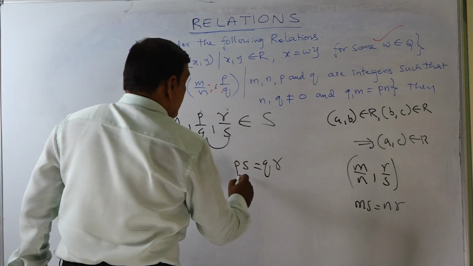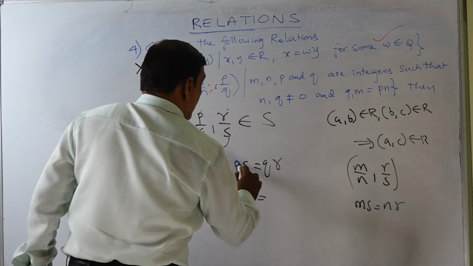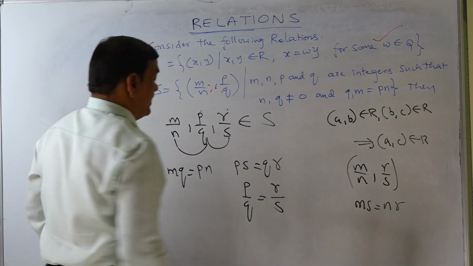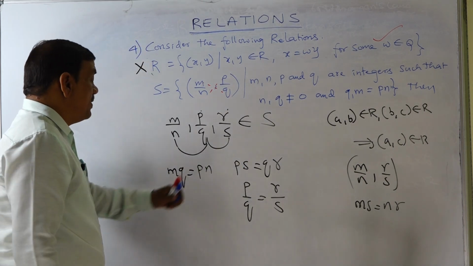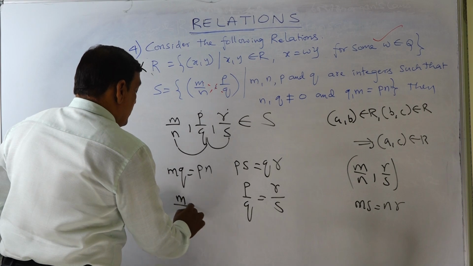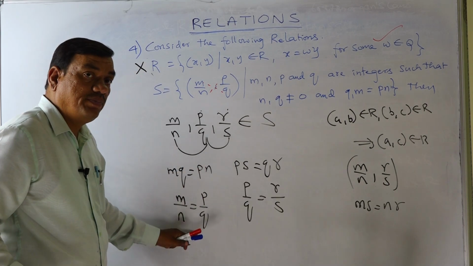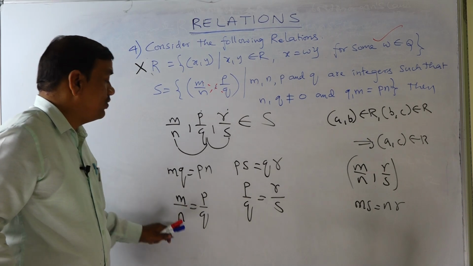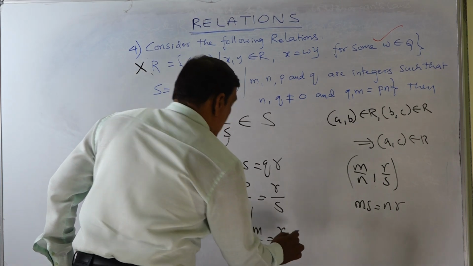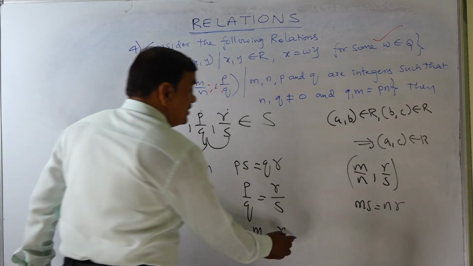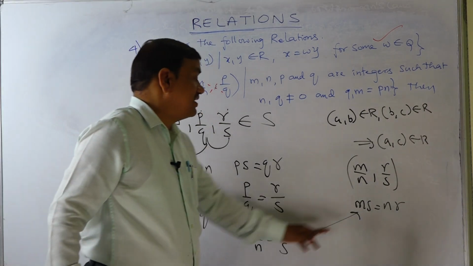So, from this you see here, P by Q is equal to R by S. P by Q is equal to R by S, right or not? In place of here, M by N is equal to P by Q. From this, can I say that M by N is equal to P by Q? In place of P by Q, I wrote M by N. M by N is equal to R by S. From this, is it not MS is equal to NR? Got it or not? We got MS is equal to NR.